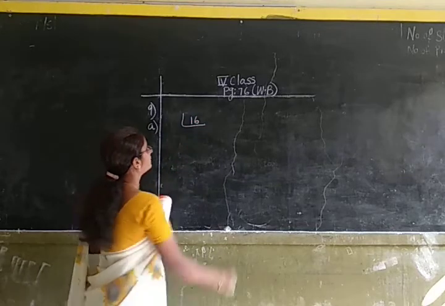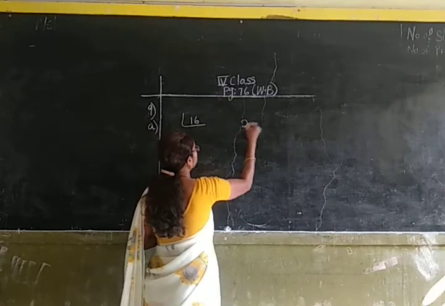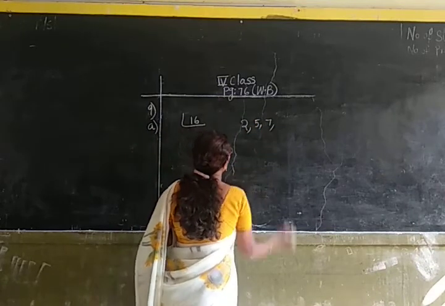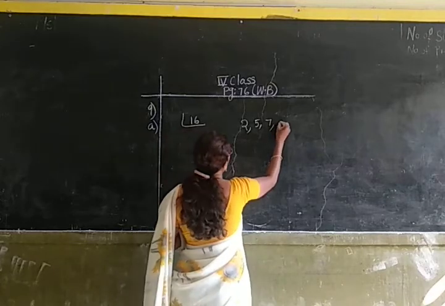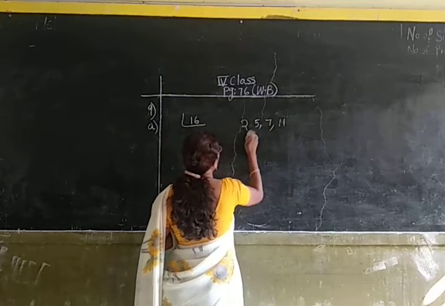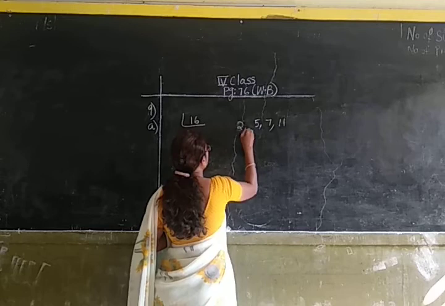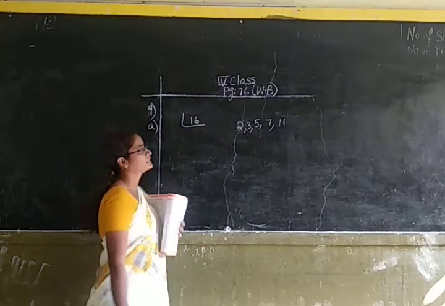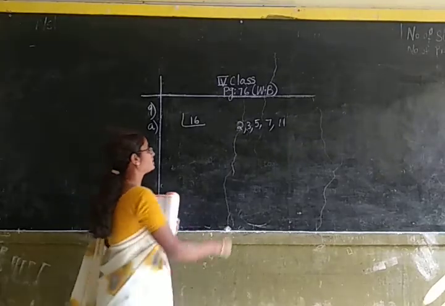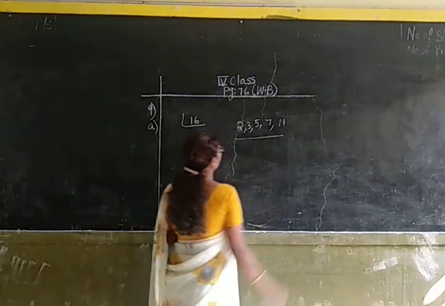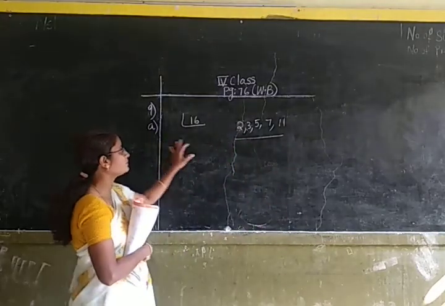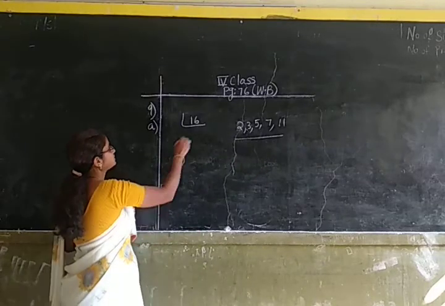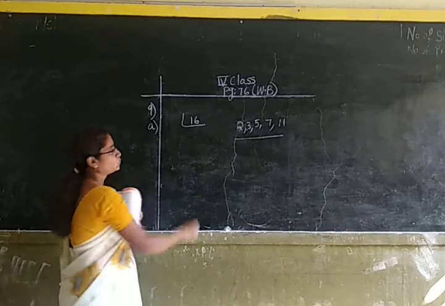For finding out the prime factors, you have to check the 2, 3, 5, 7 and 11 tables. So you have to check whether the given number is in the 2 table, 3 table, 5 table or 7 table, because these are the prime numbers. So 16 is in the 2 table.